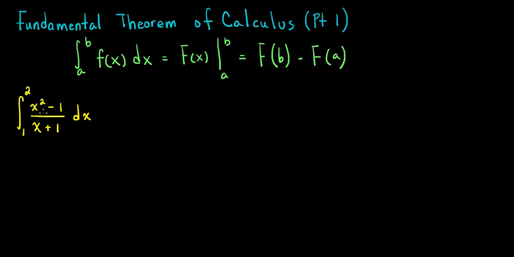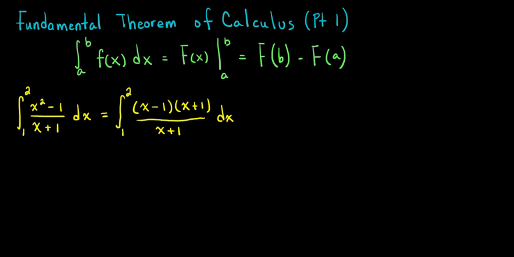I want to find the integral from 1 to 2 of (x squared minus 1) over (x plus 1). The first thing I notice is that I can factor the numerator. So if I factor the numerator, we have the integral from 1 to 2. The numerator becomes (x minus 1)(x plus 1), all over the denominator, which is x plus 1, and then we have our dx right here.